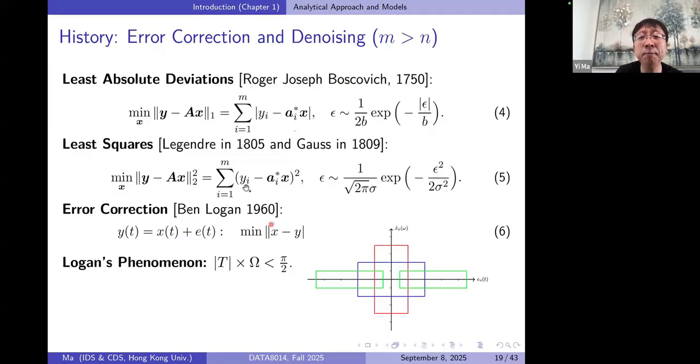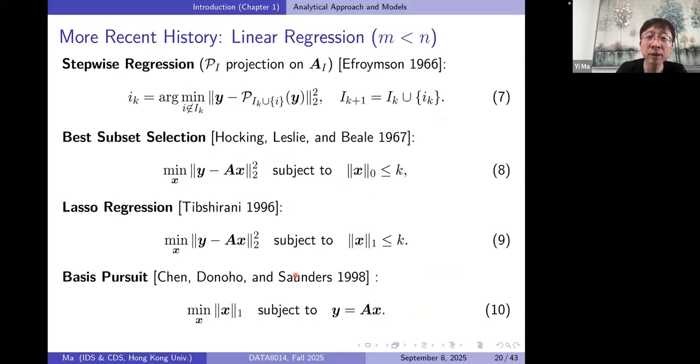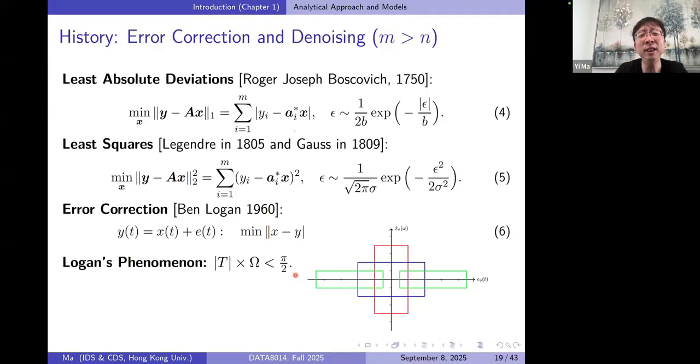Around the 1960s, people started to realize the importance of L1 because they wanted to deal with errors, that is, high-frequency errors. This is actually Ben Logan's PhD thesis in the 1960s, which revisited L1 minimization and got very surprising results, but I won't get into detail. If you're interested, you can read my other book.